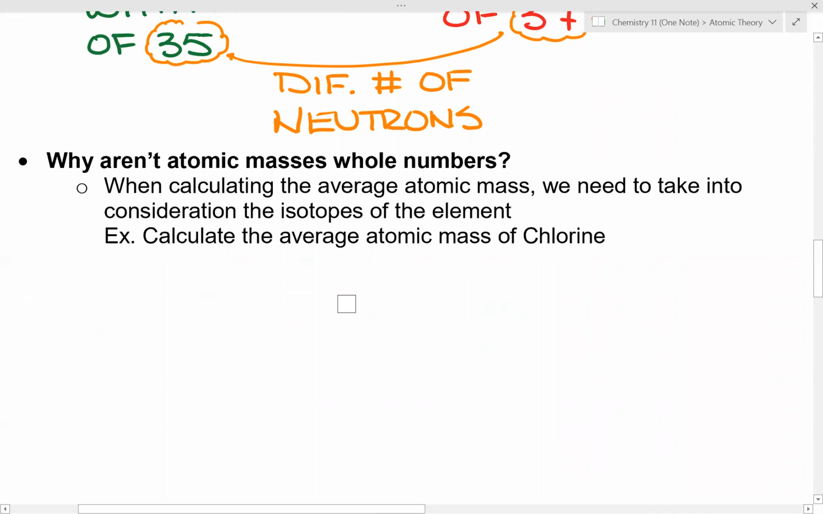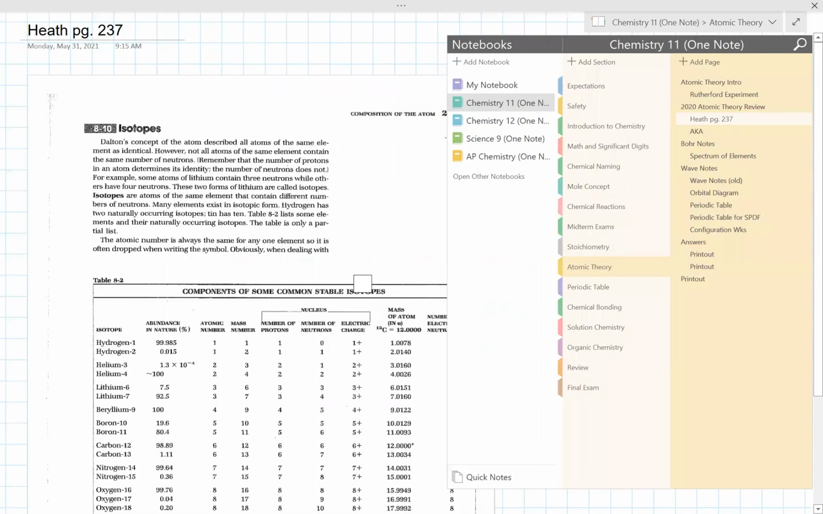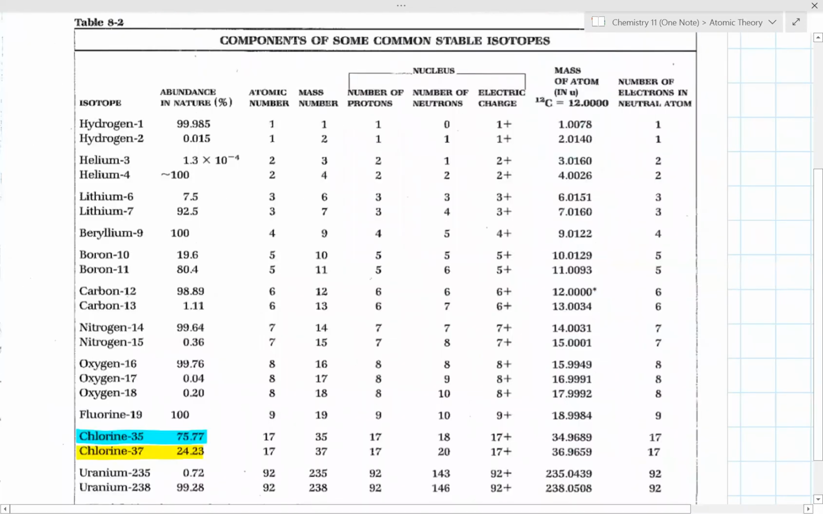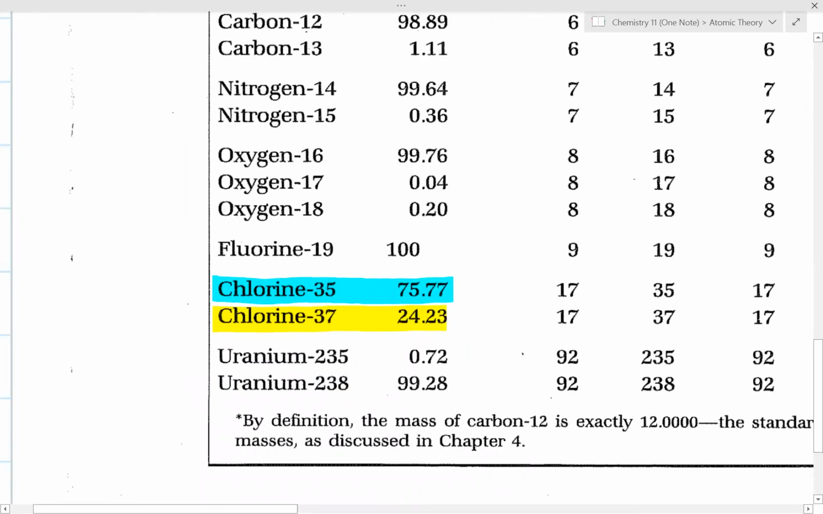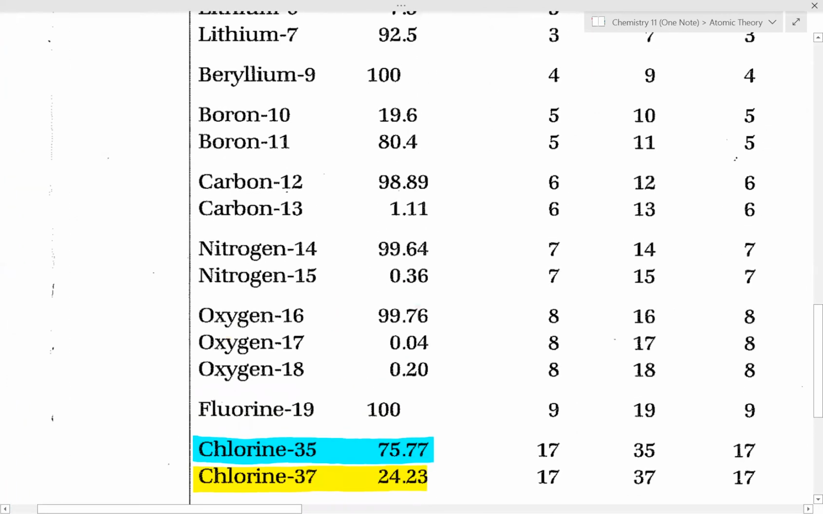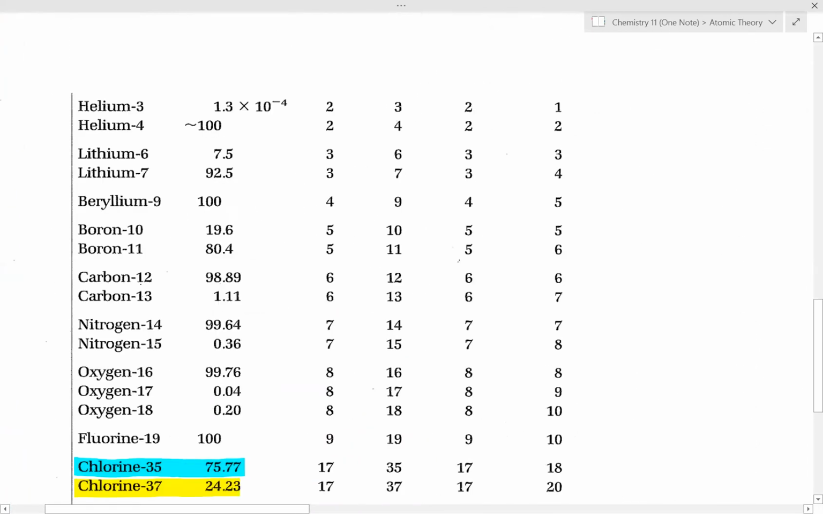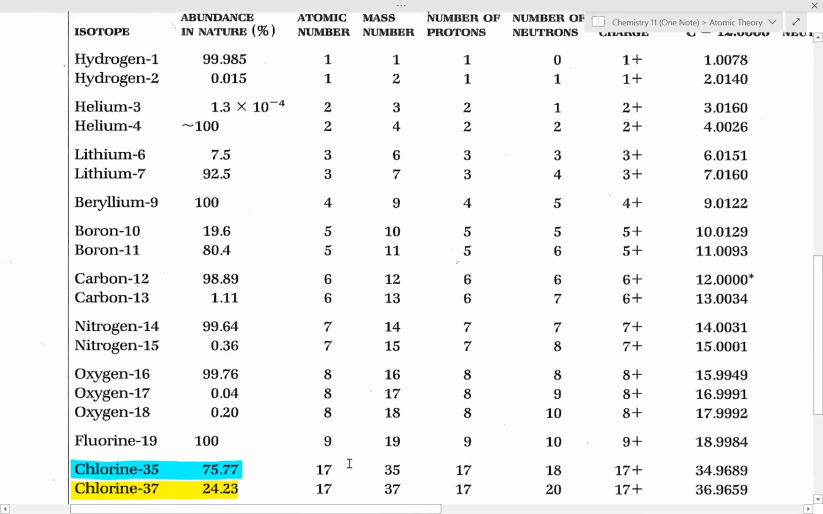Now, on page 237 in your textbook, you'll see a page like this. We have 2 isotopes of chlorine, chlorine-35 and chlorine-37. If you take a look across the top, it says, what is the abundance in nature?